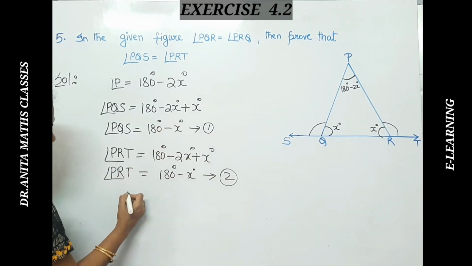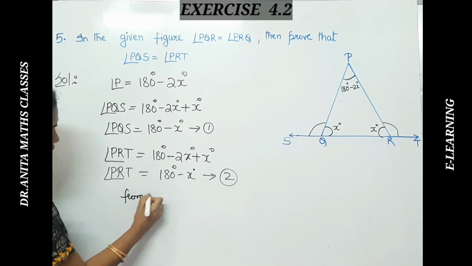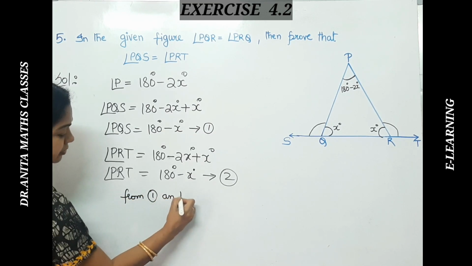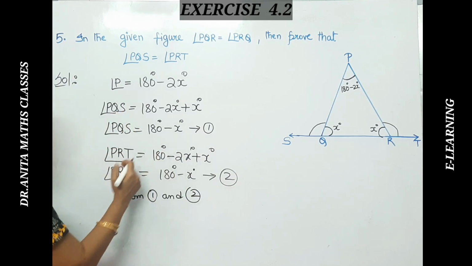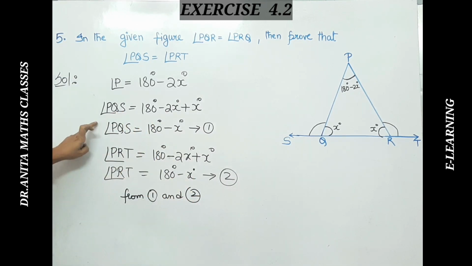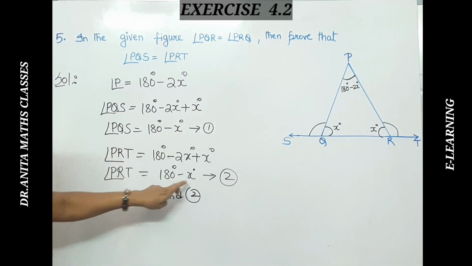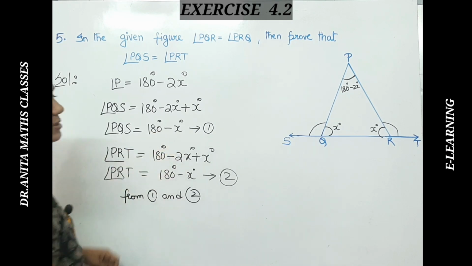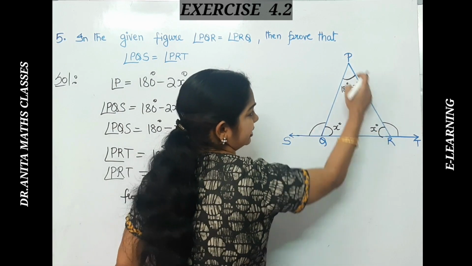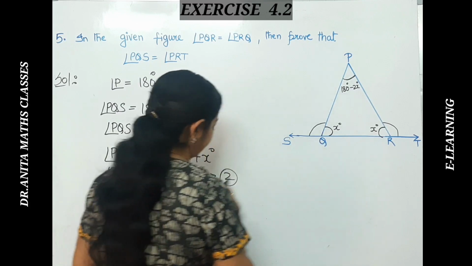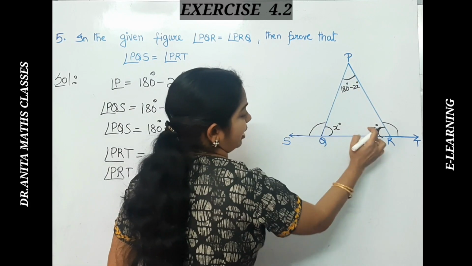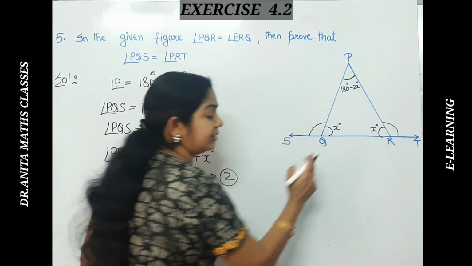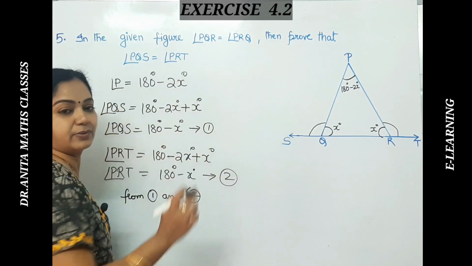From equations 1 and 2, equating the LHS part and the RHS part. Here 180 minus x, here 180 minus x. Here x is nothing but this angle, that is PRQ, and here x is nothing but PQR, but both of these angles are equal. That is mentioned in the question itself.